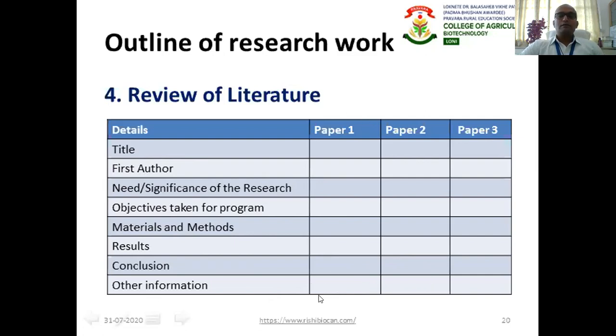So this table will help you to write the review of literature, because in just one page you will have all the information and you can compare it. You can compare the objectives, you can compare what kind of material and methods were used, and also you can compare what kind of different results have come in the different research papers.